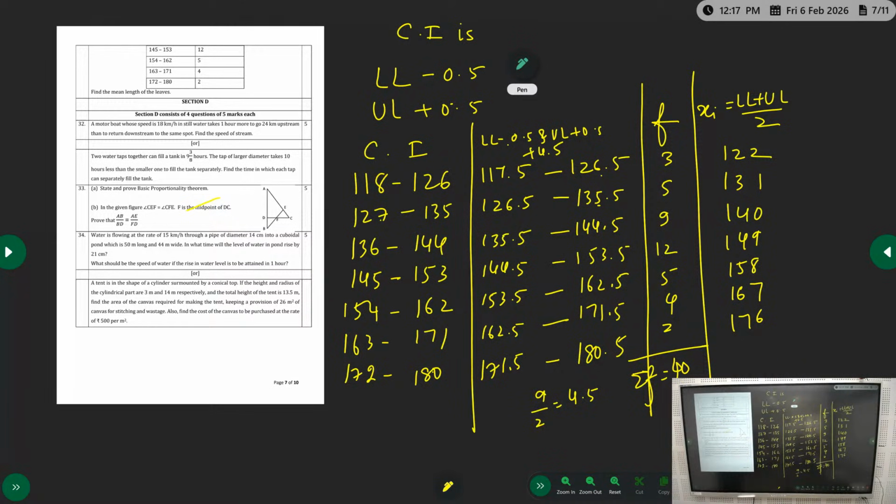Is Xi numerically large? Yes. Then which method should you go for? Assumed mean. How many classes are there here? 1, 2, 3, 4, 5, 6, 7. What is 7 by 2? 3.5, so the fourth term is your assumed mean. I am doing this problem by applying the assumed mean method.